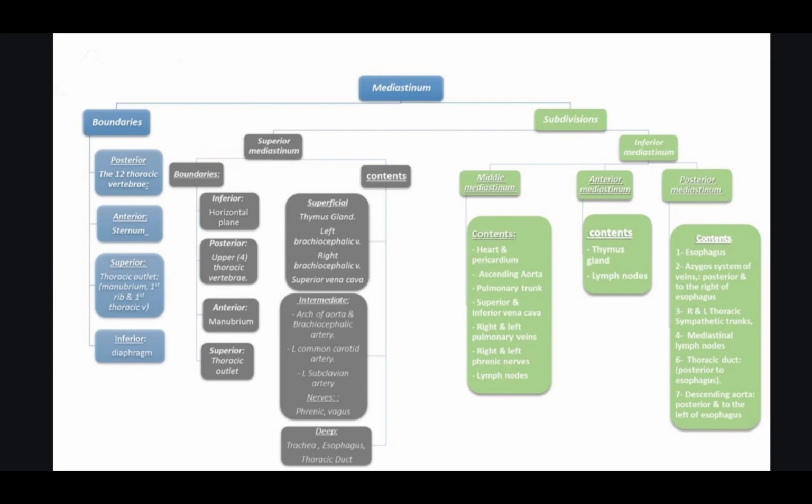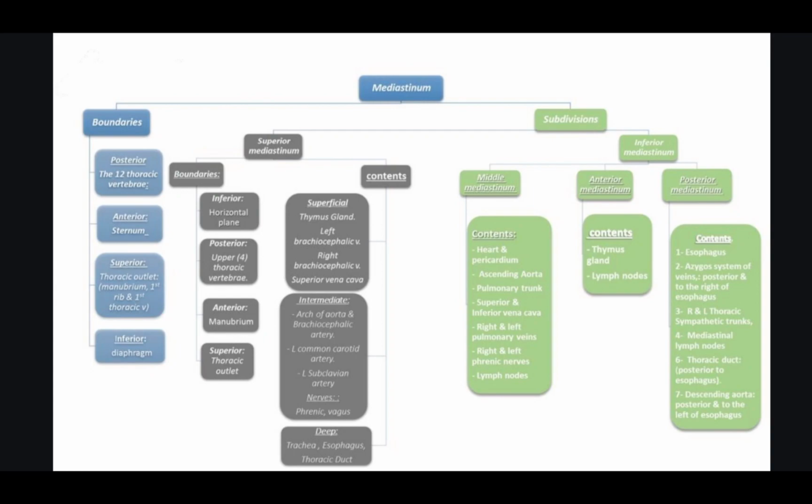So let's go to the contents. Going from superficial to deep, we go to the superficial part in superior mediastinum. The superficial contents are thymus gland and left and right brachiocephalic veins and superior vena cava. That's all. Means one gland and three veins.